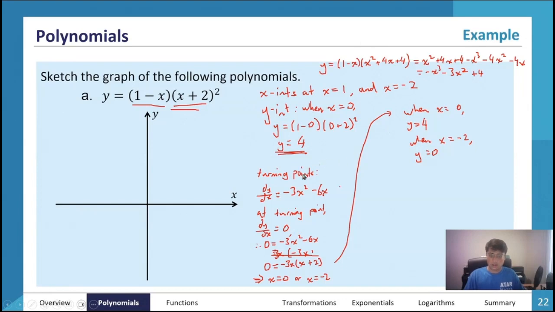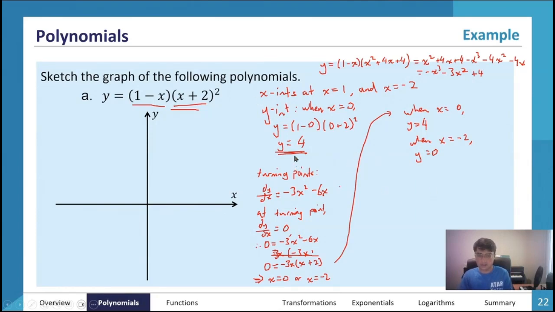So we know now the turning points. We have one at 0 and 4, and negative 2 and 0. We know what the y-intercept is, y equals 4, and we know what the x-intercepts are. So it's x equals 1 and x equals negative 2.